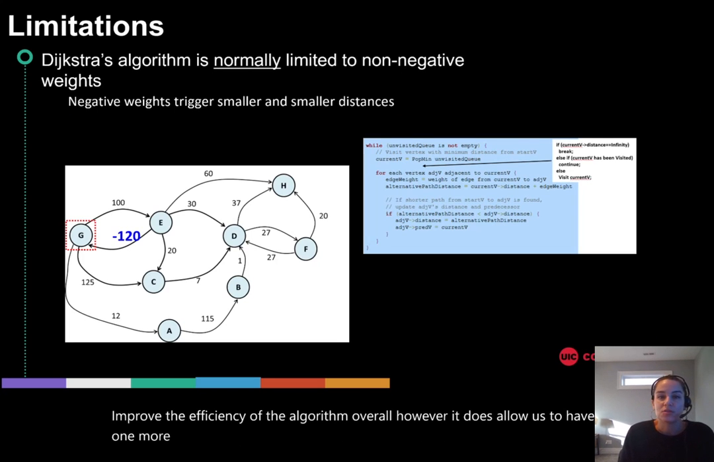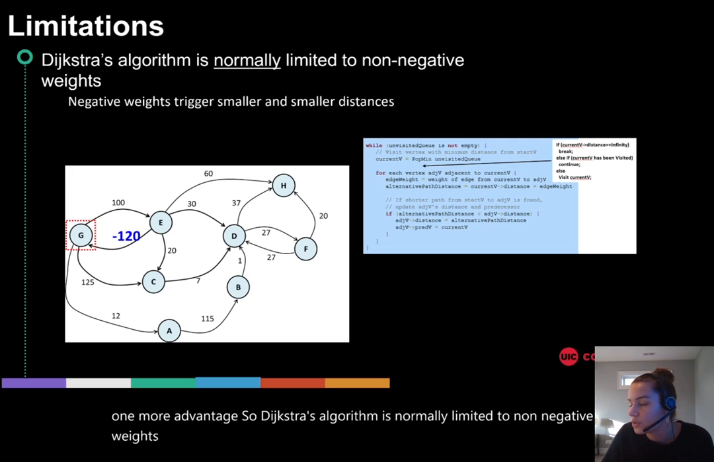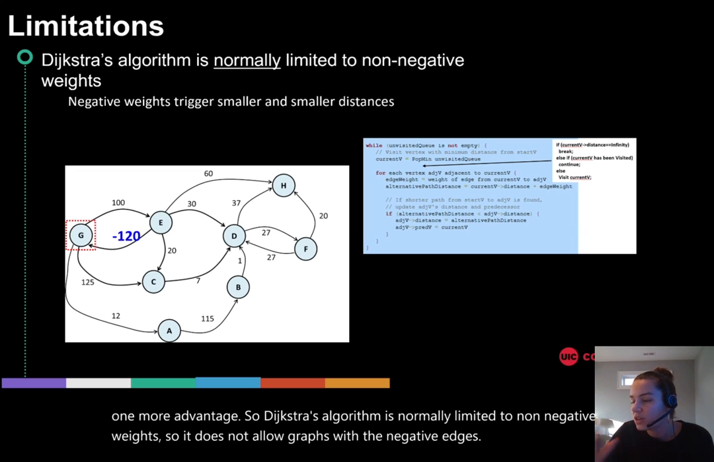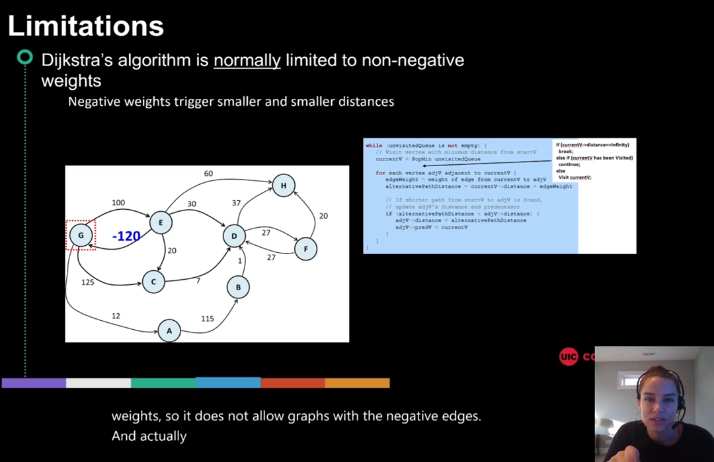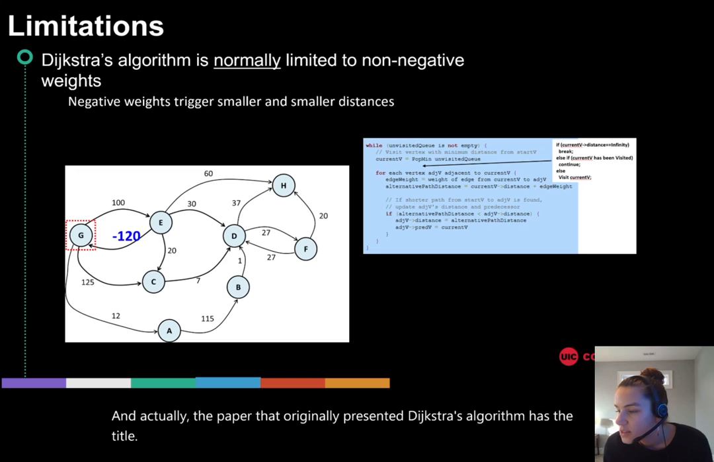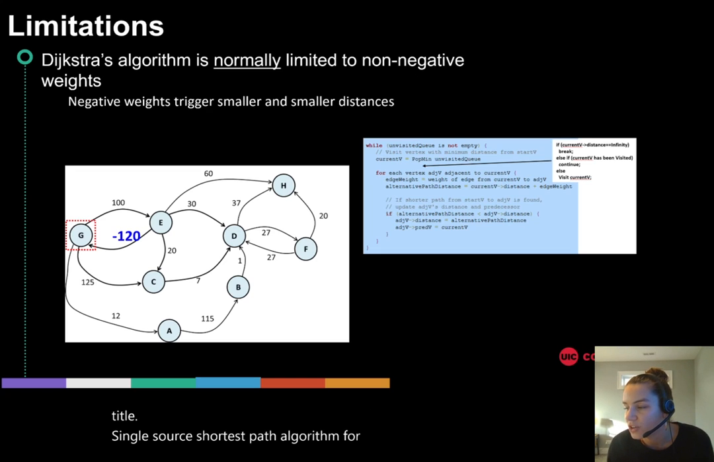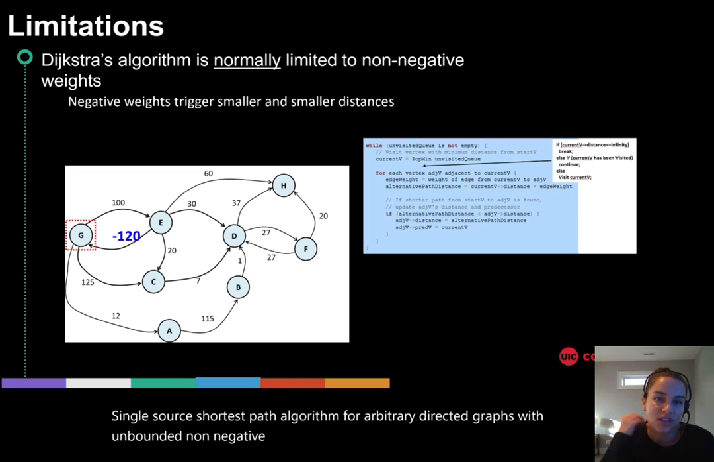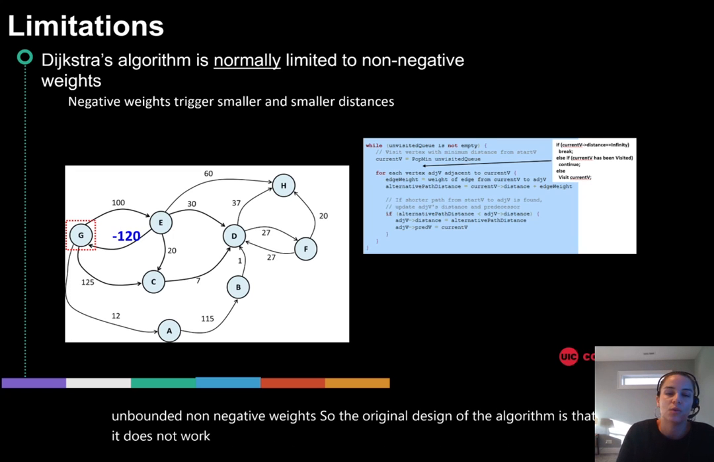So Dijkstra's algorithm is normally limited to non-negative weights. So it does not allow graphs with negative edges. And actually, the paper that originally presented Dijkstra's algorithm has the title Single Source Shortest Path Algorithm for Arbitrary Directed Graphs with Unbounded Non-Negative Weights. So the original design of the algorithm is that it does not work for negative weight edges.